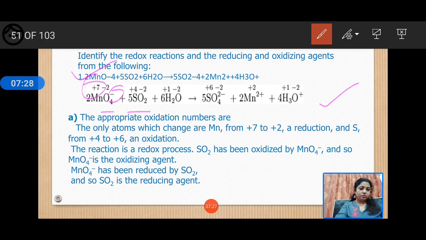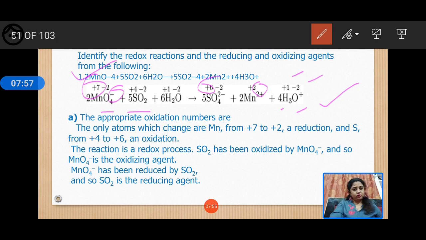+8 minus 2 will give you +6. Mn2+: do notice that the charge has been given here, so you will not write that it is in free state. You will not write the oxidation state of manganese as 0; it will be +2. H3O+: oxygen -2, hydrogen +1.